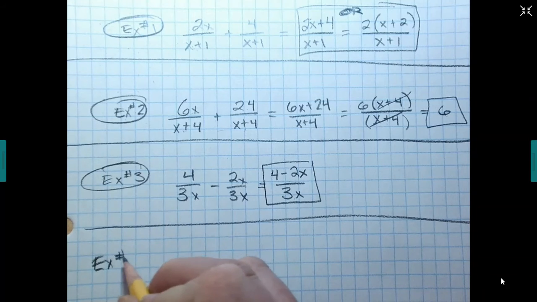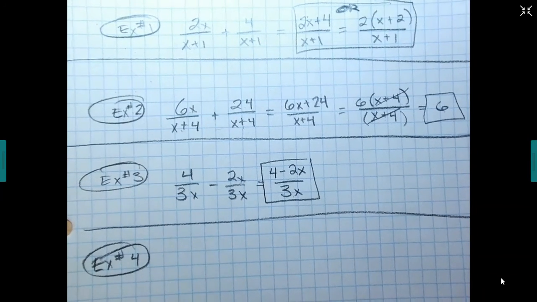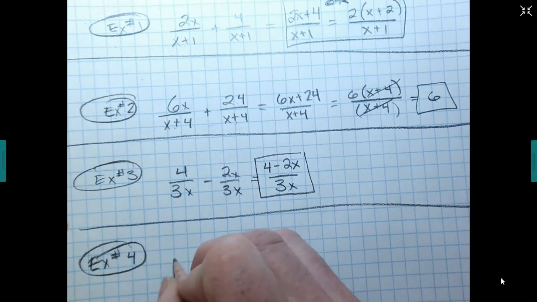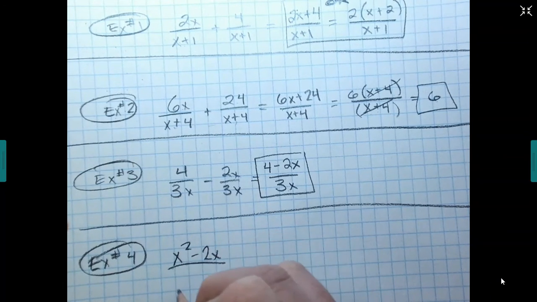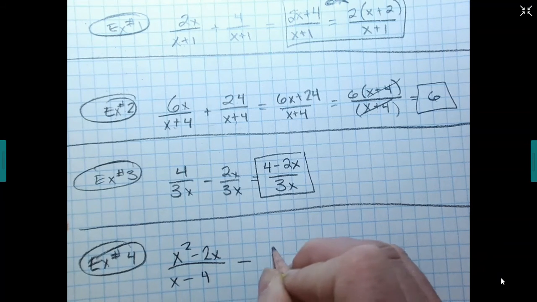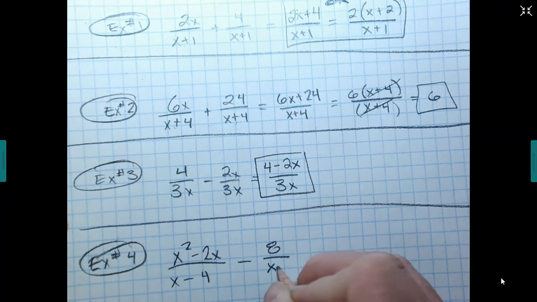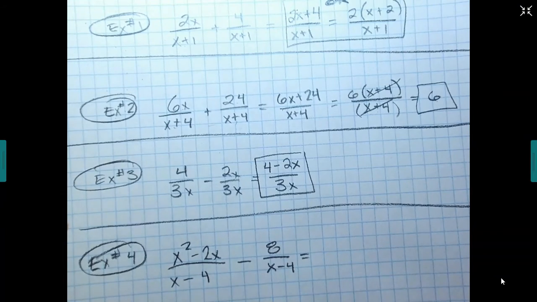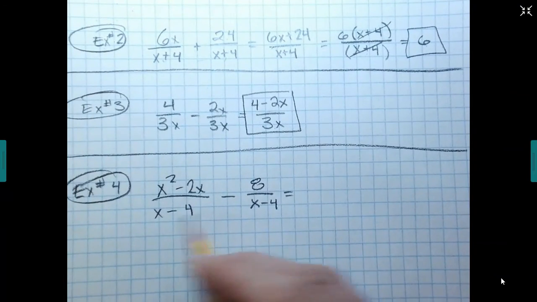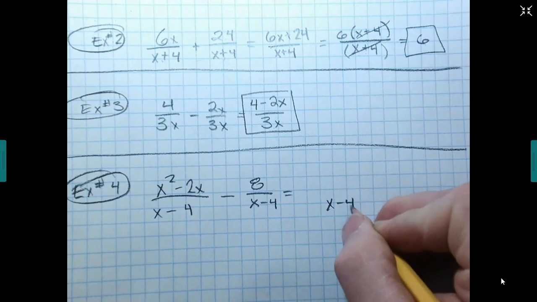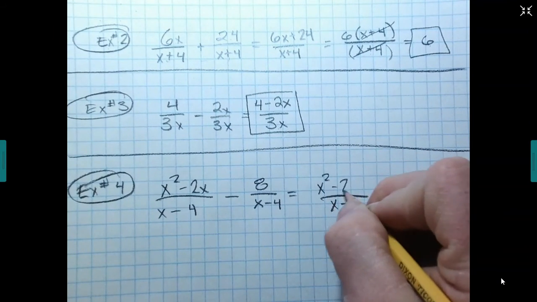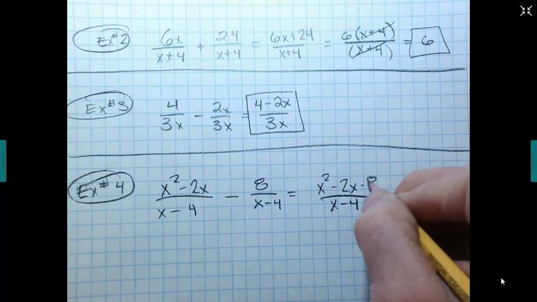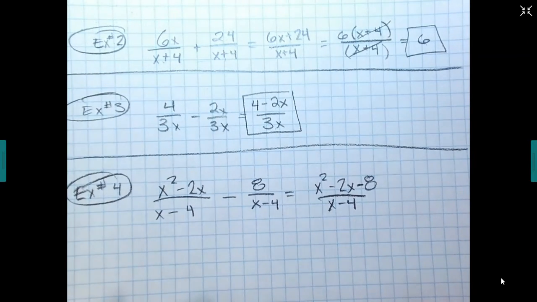All right, example number 4, we're going to subtract the fractions, but then we're going to factor, which is the key part in this one. x squared minus 2x over x minus 4 minus 8 over x minus 4. Well, the nice thing is I have my common denominators. So I have x minus 4, and now I have x squared minus 2x minus 8. I don't have any like terms.